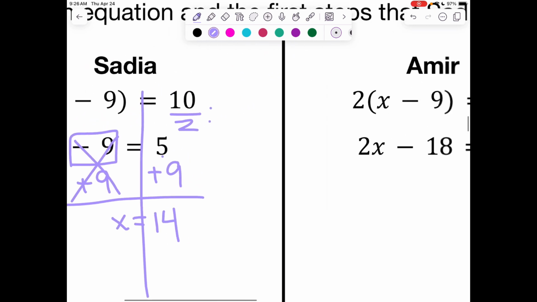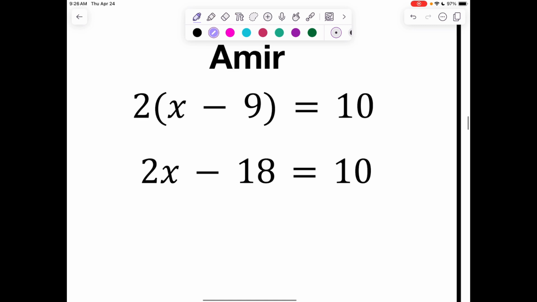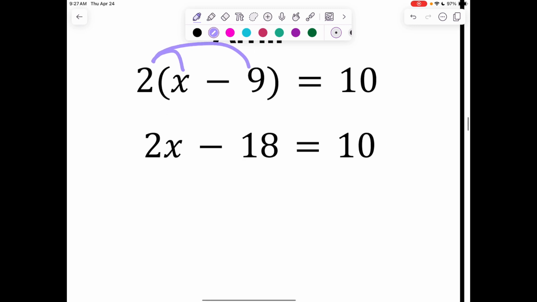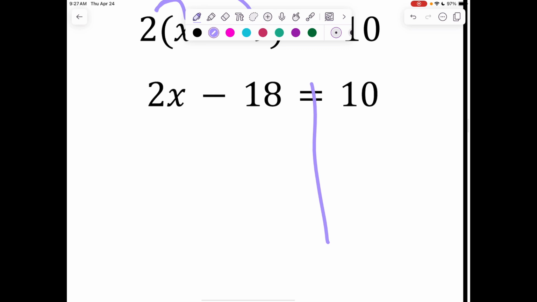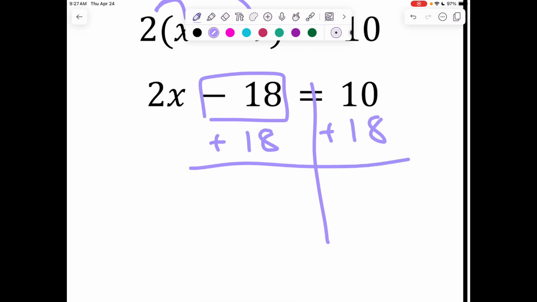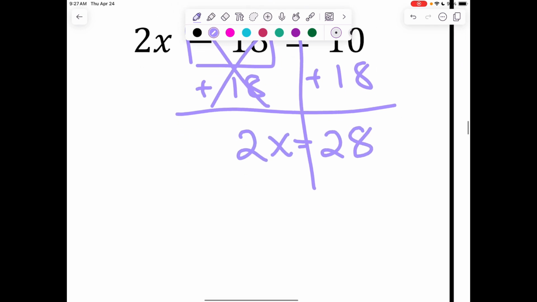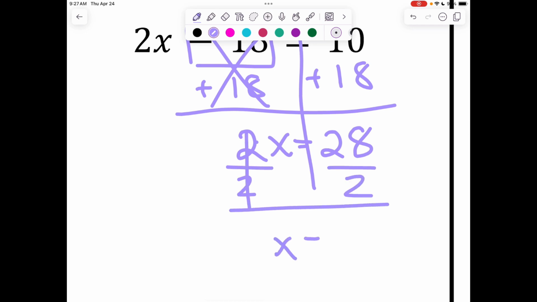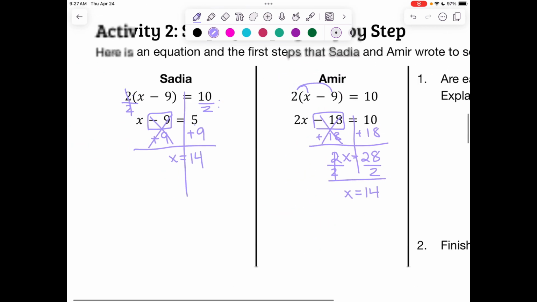So now let's take a look at what Amir did. It looks like Amir did not divide first. Amir did his whoop whoops. 2 times x is 2x. 2 times 9 is 18, and then we get equals 10. So now we're going to solve it. The first step is to get rid of this minus 18, so we're going to add 18 to both sides. When we do that, our 18s cancel out. We have 2x. 10 plus 18 is 28. And now remember, that means times, so we need to divide by 2. When we do that, we get x equals 28 divided by 2, which is 14. So if you notice, we got the same answer, but we did it 2 different ways. You get to decide how you would like to solve that equation.